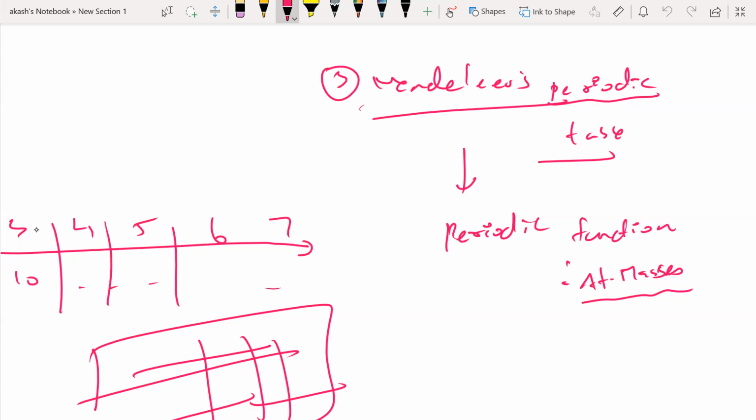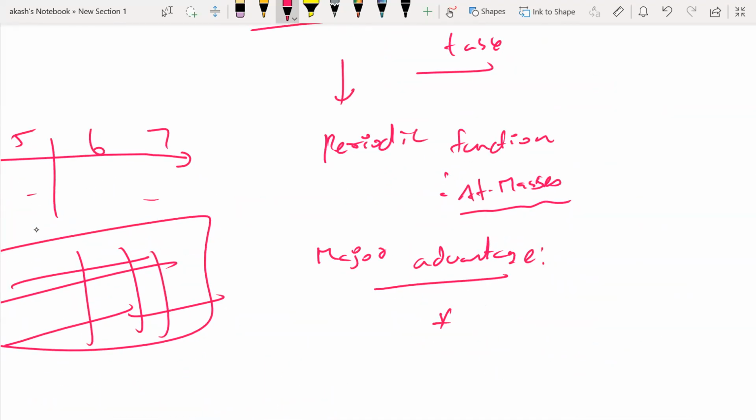And one more beautiful thing he did, one more major advantage over everything we studied till now. Till now we studied Newlands' law of octaves and Dobereiner's triads. Compared to that, this way of classification by Mendeleev has one big advantage: he gave space for new elements to be found.